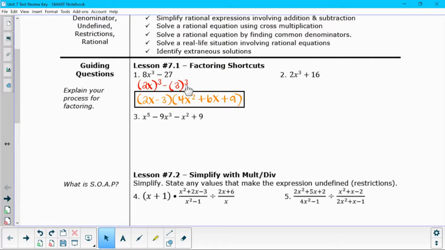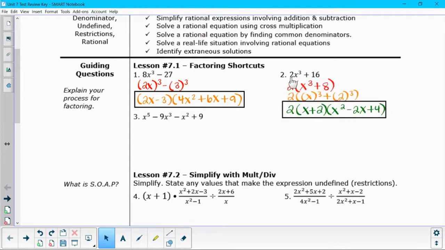And then I'm going to plug into the formula. 2x minus 3, 4x squared plus 6x plus 9. Remember, we do have that trick SOAP, same sign, opposite sign, always positive. Now, for number 2, I'm going to do the same approach.